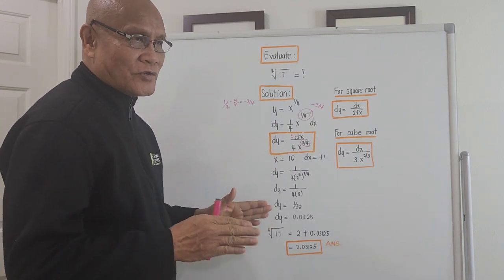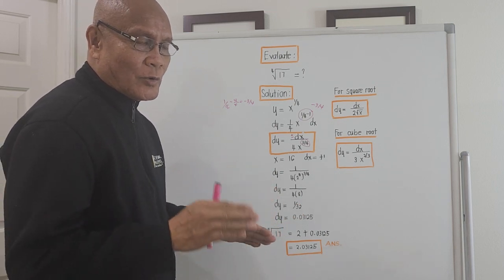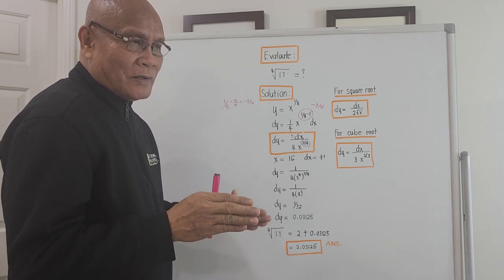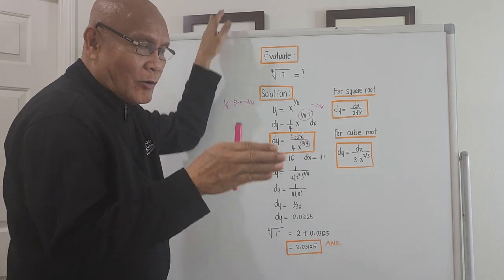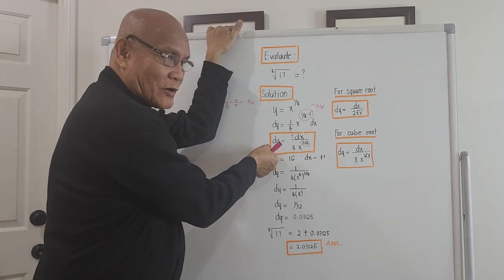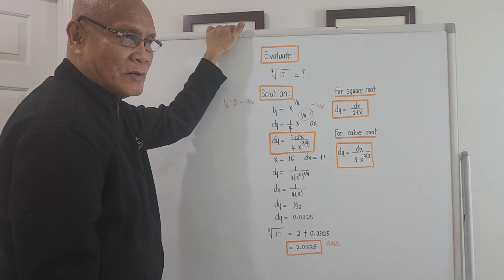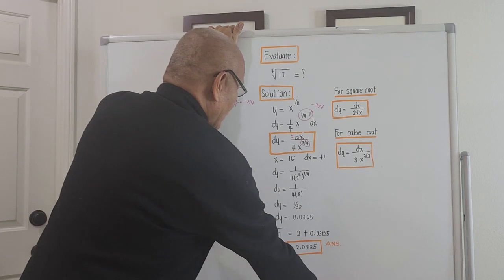We cannot just use a computation without telling you where that equation came from. And actually, that increment in the fourth root came from differential calculus. It was derived from differential calculus. Let's proceed.